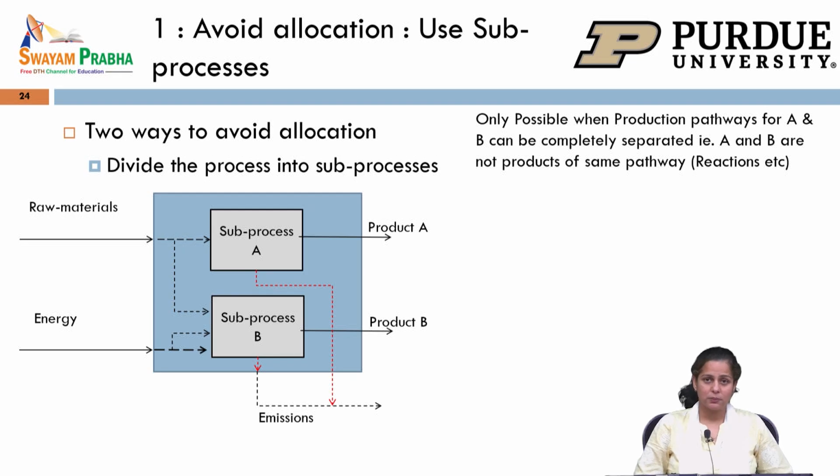This is only possible when production pathways for A and B can be completely separated, that is, A and B are not products of the same pathway or reactions. This is one example of this.